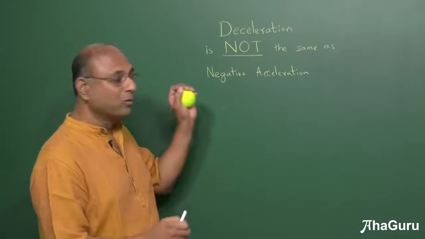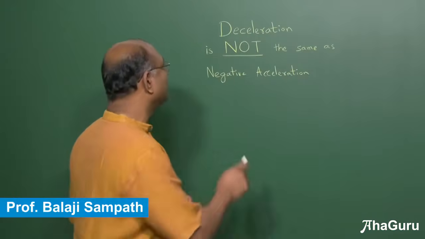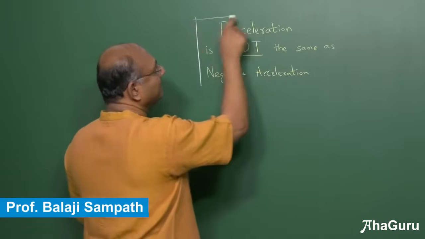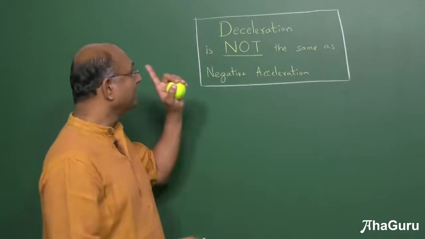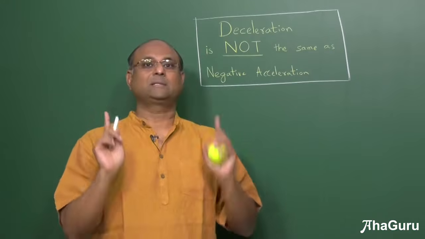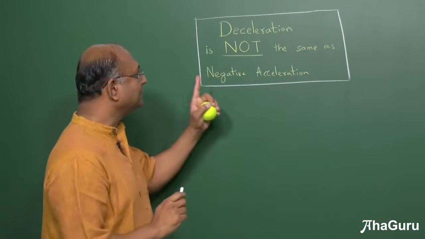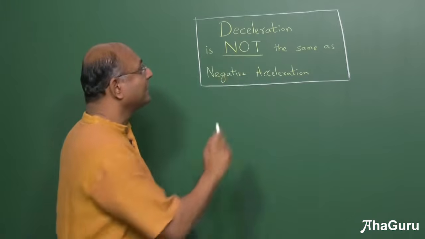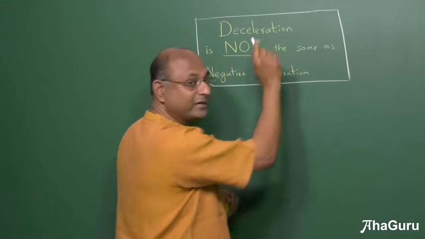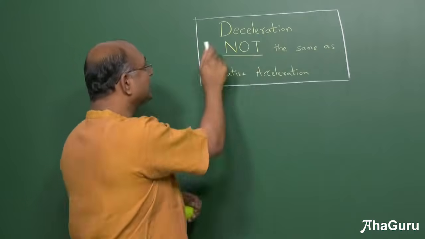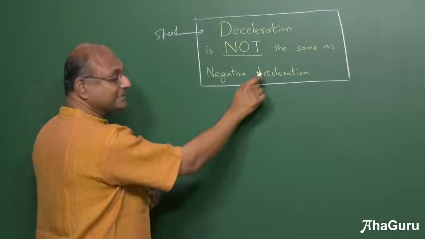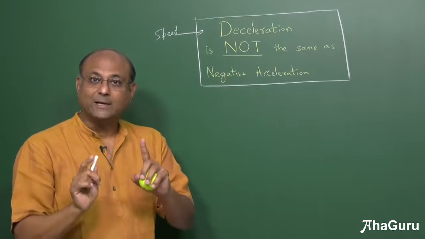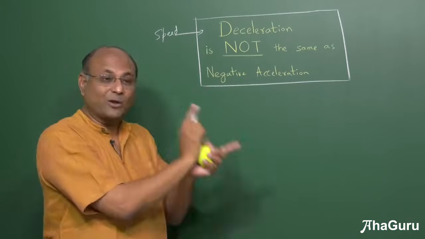Many times in books or sometimes in school you might have learnt that deceleration means negative acceleration, but that is wrong. Deceleration is not the same as negative acceleration. First, let's understand what deceleration means. Deceleration is slowing down of the speed. Deceleration has to do with speed. Acceleration has to do with velocity. It is the rate of change of velocity.